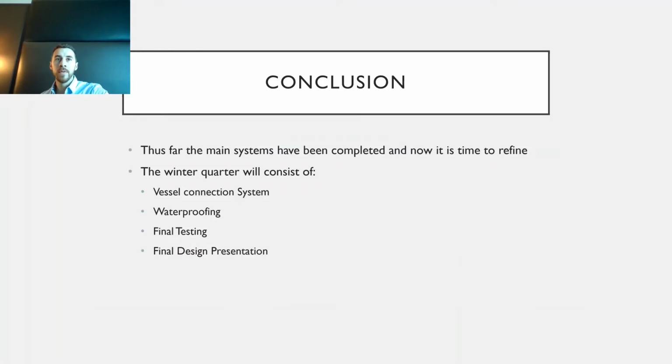In conclusion, thus far the main systems have been completed this quarter. We've been able to do some preliminary testing and will be able to start modifications for a final test. In the coming quarter, we will work on the vessel connection system so that the hard link can be established, any final waterproofing, and final testing. Once this has all been completed, we can prepare a final design presentation for our client.